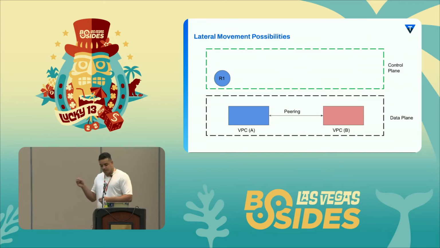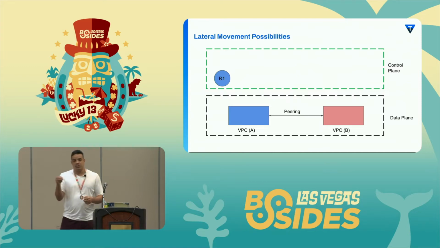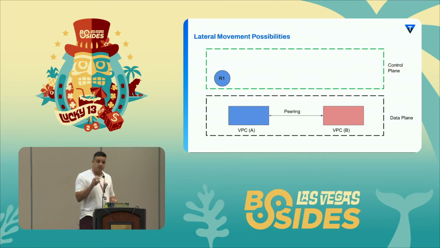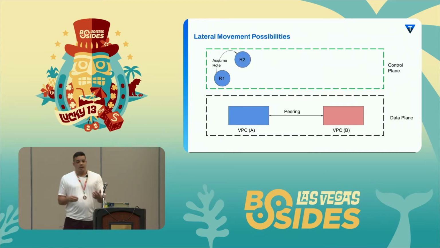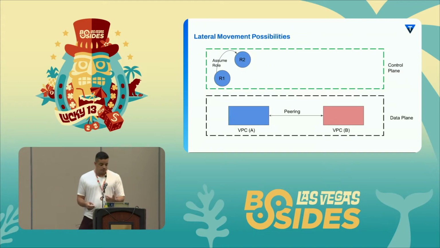With the data plane, to get in you just have to find something exposed, like an IP address. But to get into the control plane, you need a credential, or a login and password, or AWS access keys, and so on. In the control plane, you have entities like users, roles, groups, and things like that. So how do you move laterally on the control plane? Here you have a role in account A, and this role can assume another role, role 2, in the same account.